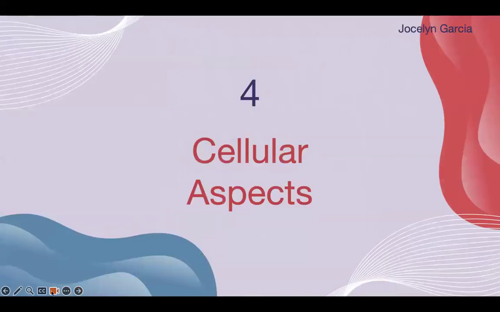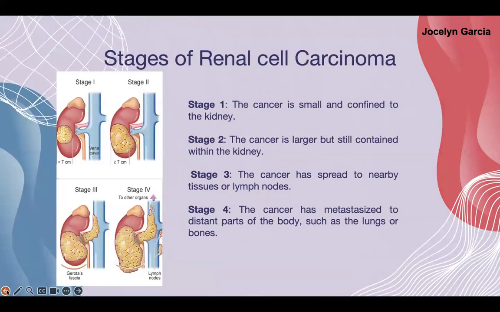In stage one, the cancer is small and confined to the kidney. It is less than 7 centimeters. In stage two, the cancer is larger but still contained within the kidney, and it's over 7 centimeters. In stage three, the cancer has spread to nearby tissues or lymph nodes, and in stage four, the cancer has metastasized to distant parts of the body, such as the lungs or bones.